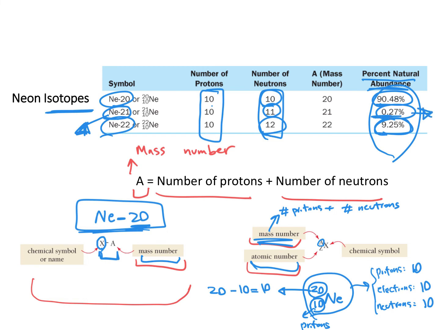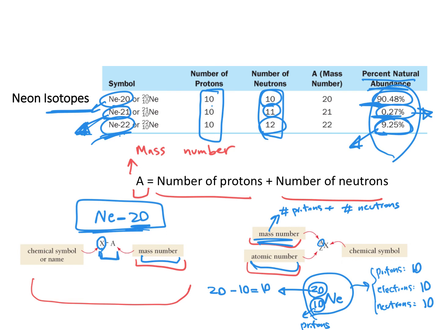You can see how small this number is. From 100 neon atoms in nature, almost 90 of them are neon 20, right? It's almost 90%. And then almost 9% are neon 22. And then less than 1%, basically, the chance of you finding neon 21 is really low. Does that make sense? Any questions about this?